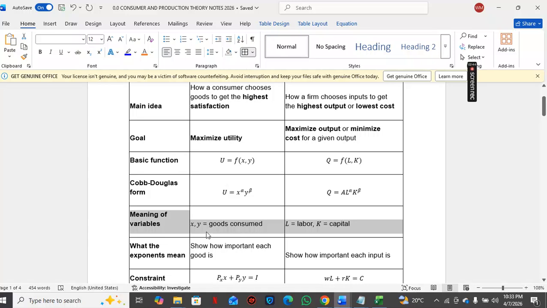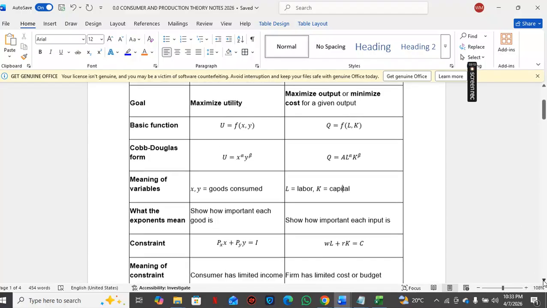So those are the meanings of the variables. X is good X, Y is good Y. L is labor, K is capital. This A, I'm going to explain once we reach production theory, but it's a scaling factor that shows, if you put in a certain amount of input, labor and capital, how much your output will grow by. That's what this A is basically for.